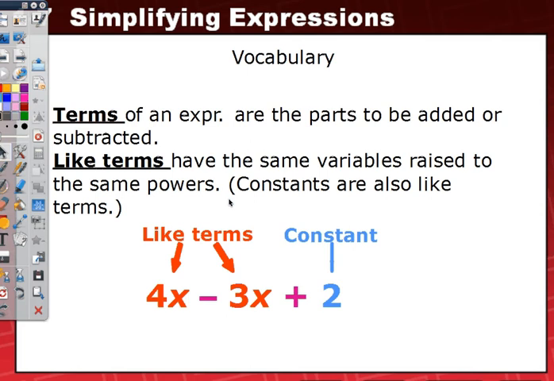First one is terms. The terms of an expression are the parts to be added or subtracted. So down here we have 3 terms that are going to be combined: 4x, 3x, and 2. So this has 3 terms.